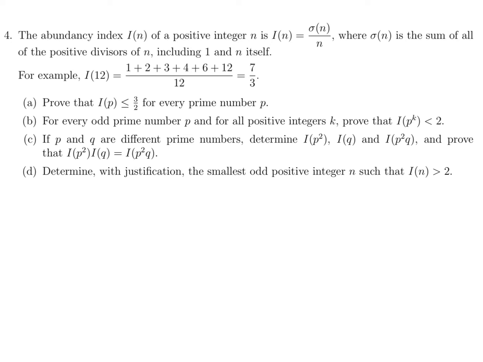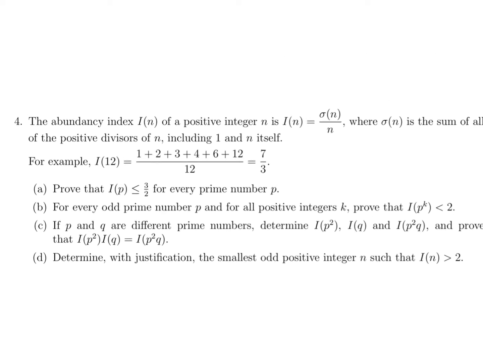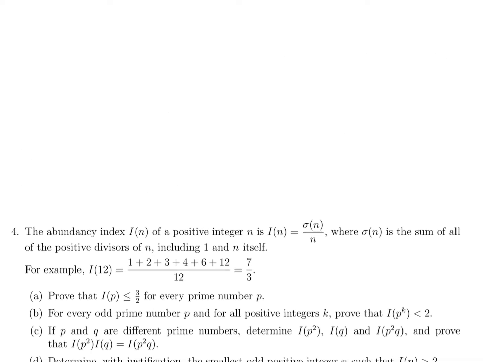The abundancy index I of n of a positive integer n is I of n equals sigma of n over n, where sigma of n is the sum of all the positive divisors of n, including 1 and itself. For example, I of 12 is 1 plus 2 plus 3 plus 4 plus 6 plus 12 over 12, which is 7 over 3. Prove that I of p is less than or equal to 3 over 2 for every prime p. All right, great. So let's see what we can do here.